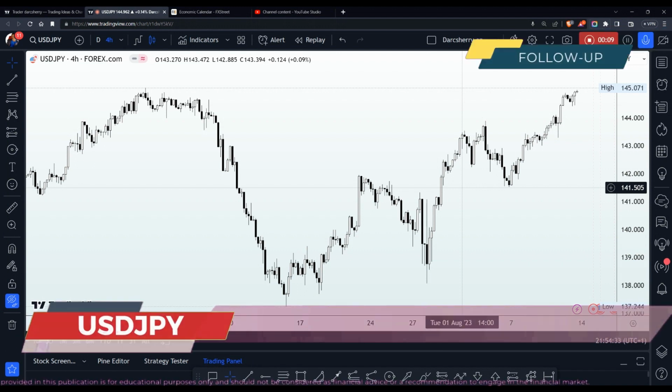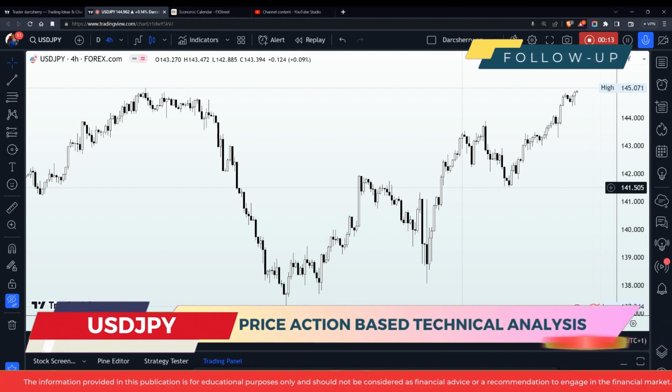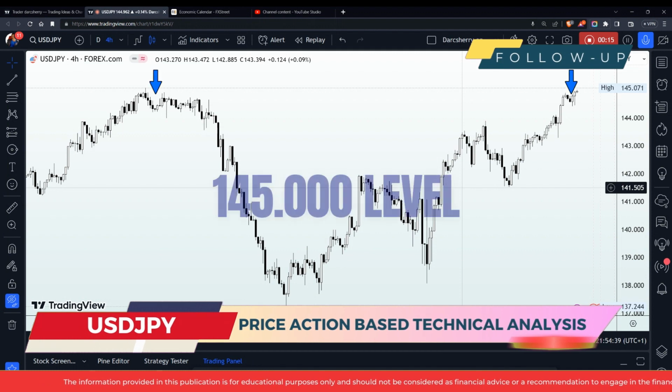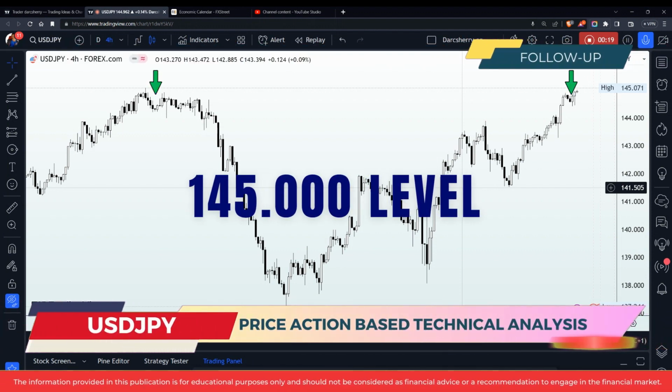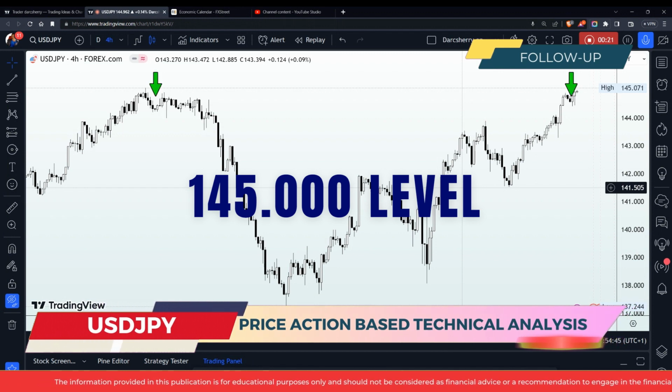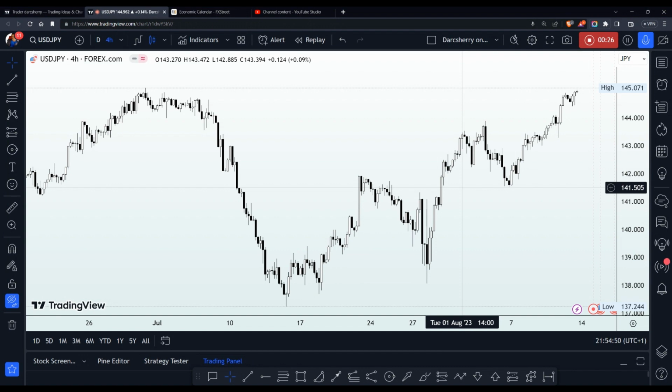In this video, we shift our focus to the USD JPY market structure as price action revisits the crucial 145.00 zone, a spot marked by a significant Bank of Japan intervention about a year ago.